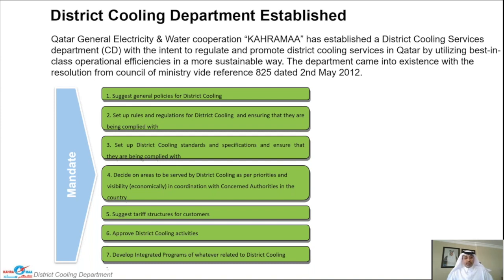The mandate of the department, as you can see at the top, is to monitor all the work, the plant, the operation, and the quality. And the most important is promoting a healthy, competitive district cooling market to provide social, economic, and environmental benefits to the country.